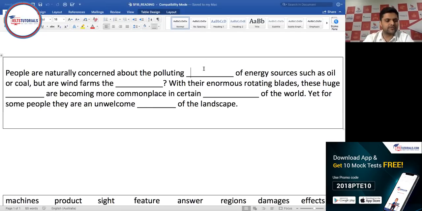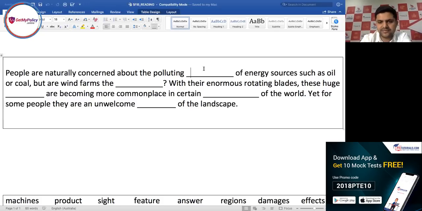So we are looking for a word here that is plural, because the energy sources we are talking about, we're talking about something that is a concern. So let's see what the options are. The options are polluting machines of energy sources, polluting product, polluting site, polluting feature, polluting answer, polluting regions, polluting damages, and polluting effects. Now, you have polluting effects, polluting damages, polluting machines.